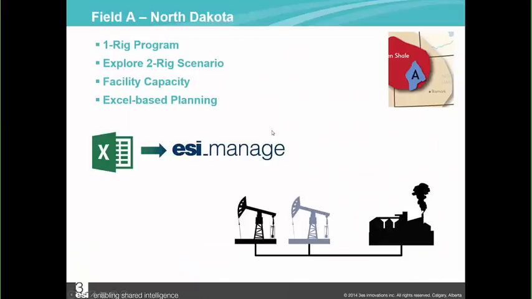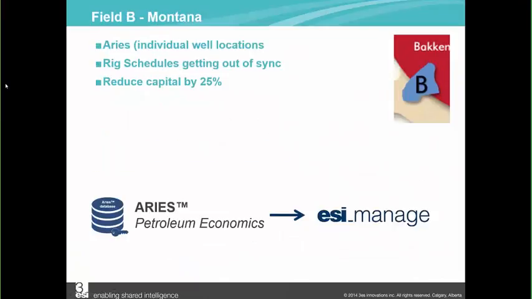Let's go ahead and move on to Field B. So over in Montana, Field B does its economic planning in Aries. The team has input each of their well locations into Aries as an individual case, and they have a little bit over 100 locations identified.